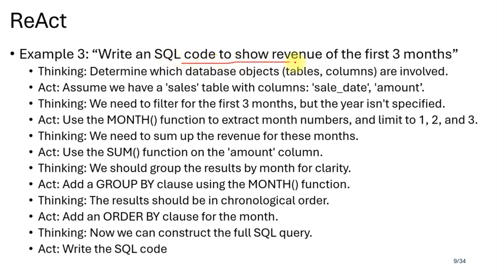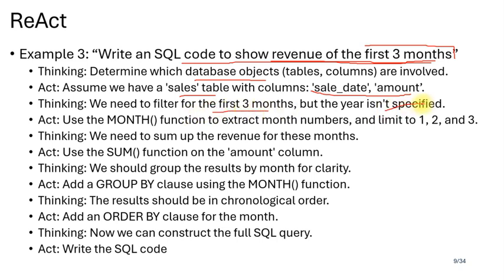Write a SQL code to show the revenue of the first 3 months. This is something I'm doing in the Canvas SQL right now. So if I apply ReAct to this problem, how can I do it? First, they say to show revenue of the first 3 months. So in my thinking, I have to determine the suitable database objects involved because there are many databases. And after searching, I think, oh, looks like the sales database and the columns sales date and amount may be suitable. So let's select those. And the question they ask is the first 3 months. So let's filter for the first 3 months.